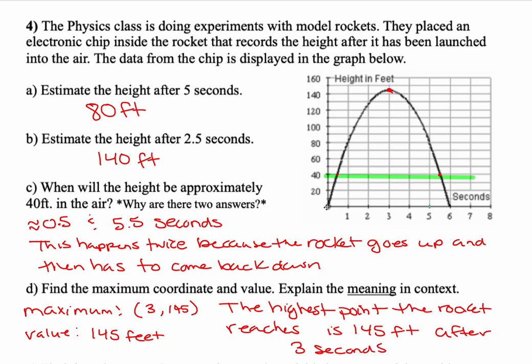That means from 0 to 3 seconds it is increasing, and then after 3 seconds it is decreasing until it hits the ground. And we can see that it goes up into the air and down the same length of time. So it goes up for 3 seconds and then it comes back down for 3 seconds. And that is symmetry.